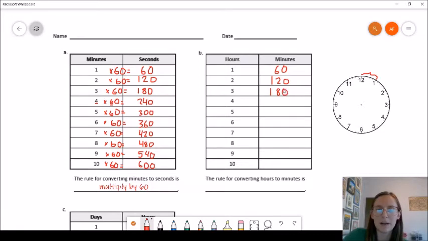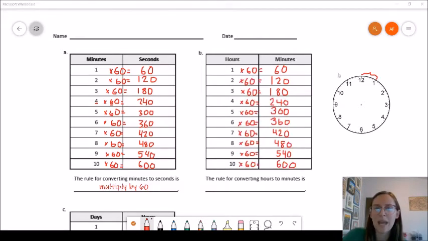Do you notice some similarities between this conversion table and our minutes to seconds conversion table? Each one of these is multiplying by 60 because each minute is an equal group of 60 seconds and each hour is an equal group of 60 minutes. So go ahead and pause and then unpause when you're ready to check your unit conversion table for hours to minutes. Here's what our unit conversion table from hours to minutes should look like. So what would our rule be? Once again, our rule should be to multiply by 60 because each hour is an equal group of 60 minutes.